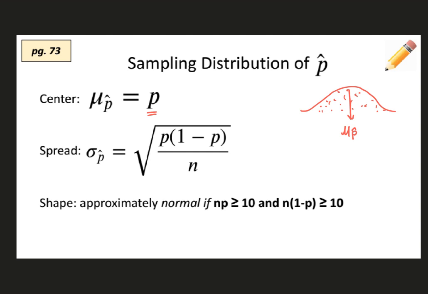The spread of our distribution, we use a symbol. It's the standard deviation of p-hat, or sigma of p-hat. That's going to be equal to the square root of p times 1 minus p over n. So whatever p is, we plug that in, divided by our sample size. That is our standard deviation of our sampling distribution. And then the shape of our distribution, we say that it's approximately normal if n times p is greater than or equal to 10, and n times 1 minus p is greater than or equal to 10.